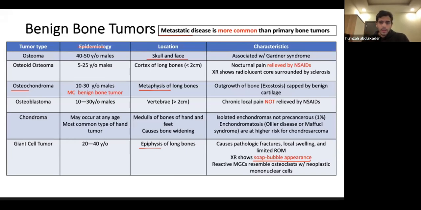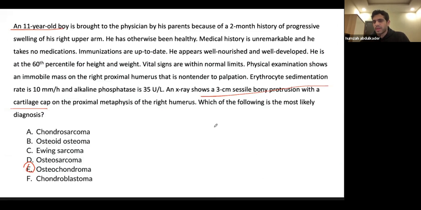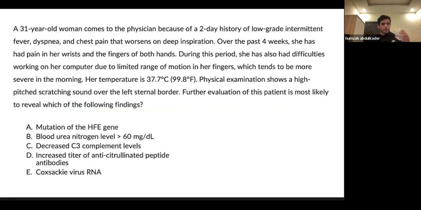Otherwise, with this stuff alone, I think you should be able to answer all of the questions. Just the epidemiology, the age of the patient, the location, and if they give you a characteristic finding. With that alone, I think all bone cancer questions should be pretty easy. Is that clear? Any questions? Perfect. On to the next question.